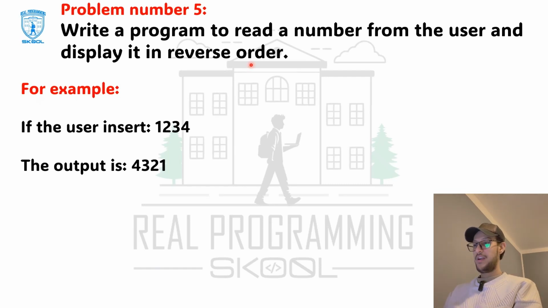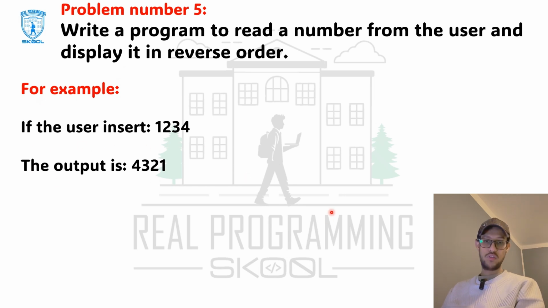Number 5. Write a program to read the number from the user and display it in reverse order. We will read a number from the user through the console screen, and we will print it in the opposite way, or in reverse order. For example, if the user inserts 1, 2, 3, 4, the output should be 4, 3, 2, 1.